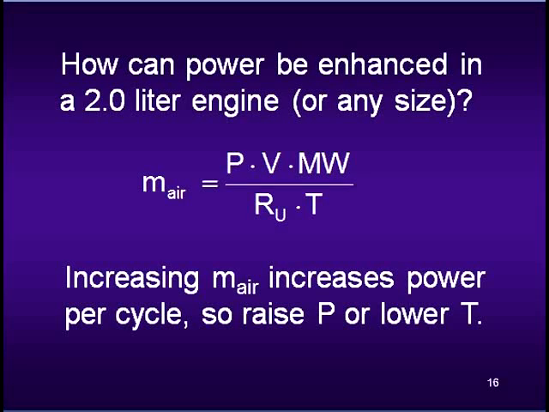Anything we can do to increase the amount of air will allow us to add more fuel to burn with that air. Usually you're limited by oxygen, so we want to put as much air as we can into the cylinder, and then we'll get more power each time we have a firing of the fuel. So increasing the mass of the air increases the power per cycle. To do that, we can either raise the pressure or lower the temperature. And two types of modifications have been made in the past to engines to do this.